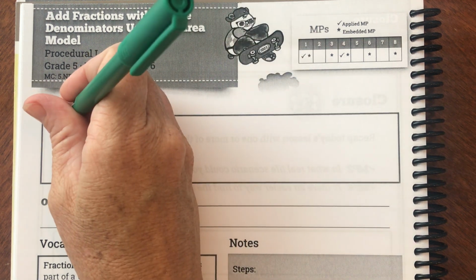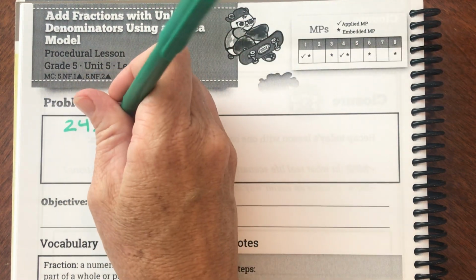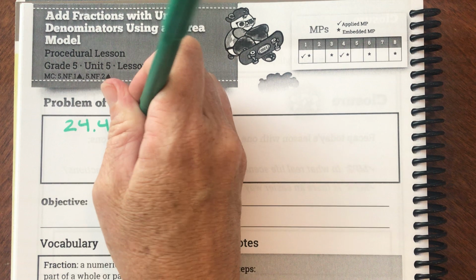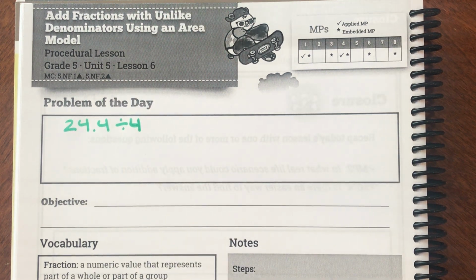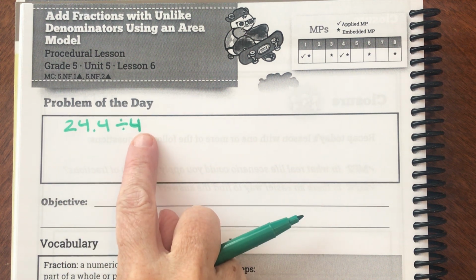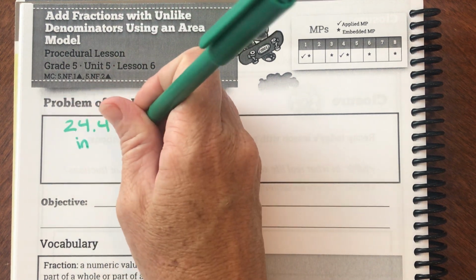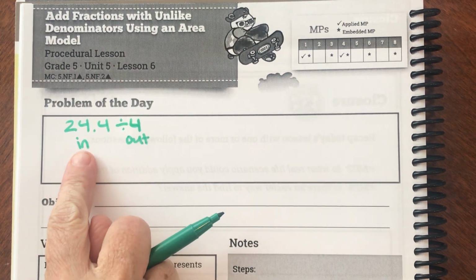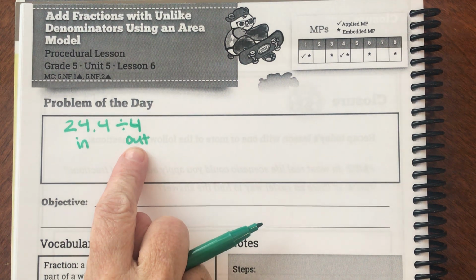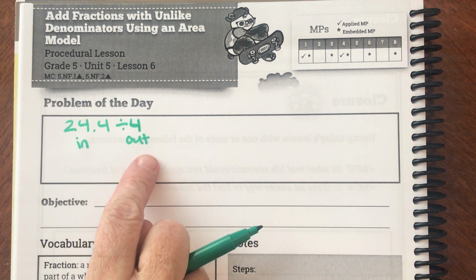So our first problem is 24 and 4/10 divided by 4. Okay, so what we need to remember about dividing with decimals is we have our divisor and our dividend. Our dividend goes inside and our divisor goes outside. When it's set up like this though, I use that in and out strategy again, and remember the first one goes in and the second one goes out, because sometimes with decimals it's a little trickier to remember which one's going in and out.